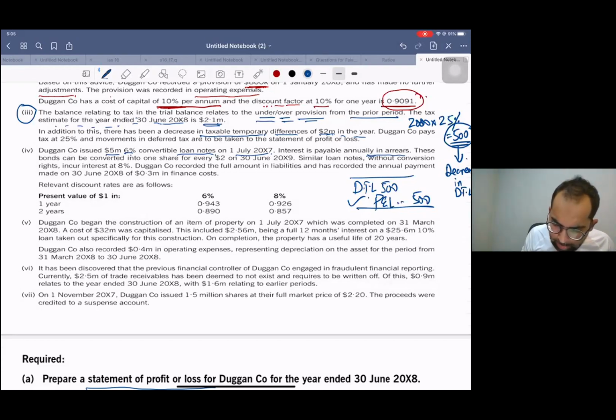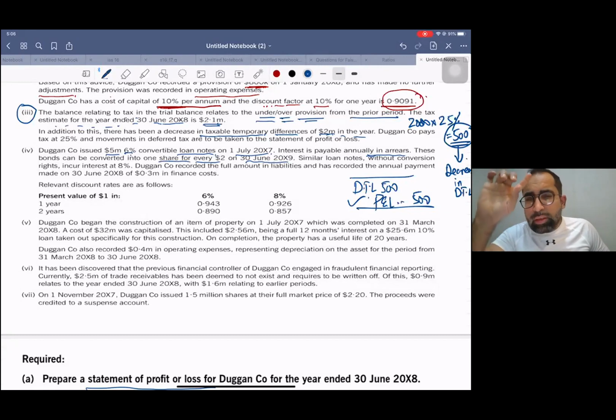These bonds can be converted into one share for every two. These conversion terms are not needed. This is only needed in the diluted EPS question. Right now, no relevance. Just read it. On 30th June X9, that means a total of 2 years: 1st July X7 to 30th June X8, and then 30th June X9. Only 2 years are involved. My dear boys and girls, only 2 years are involved.